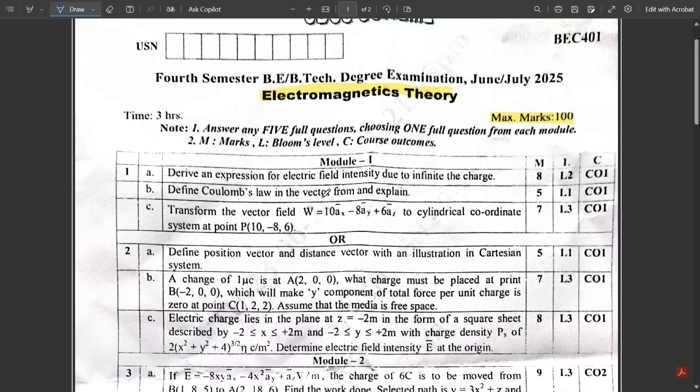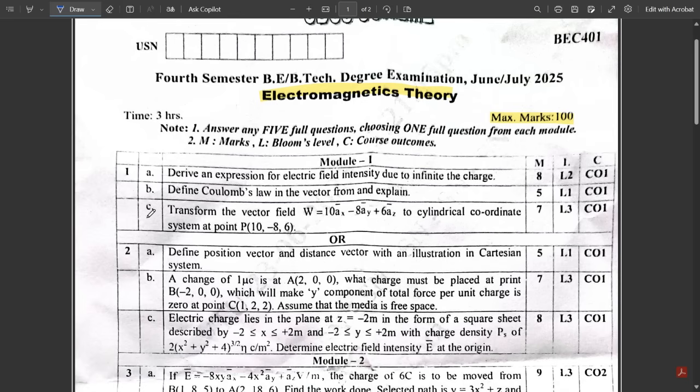Next: define Coulomb's law in vector form and explain. That is, with a neat figure, the statement of Coulomb's law along with the necessary equations and each term representation, everything you need to be writing. I have already told you how to write it. So if you write it in that way, you will be easily scoring 5 marks.